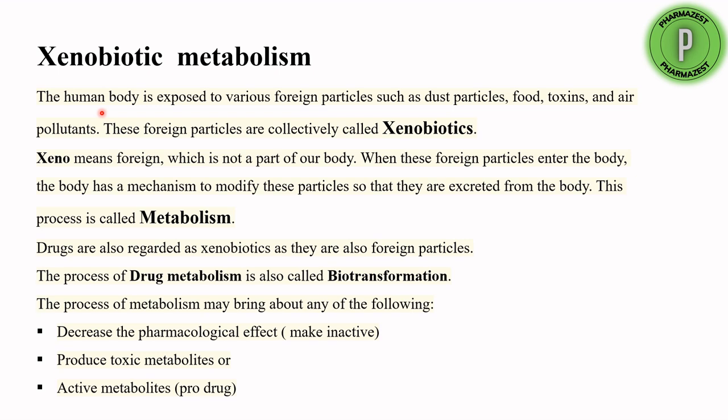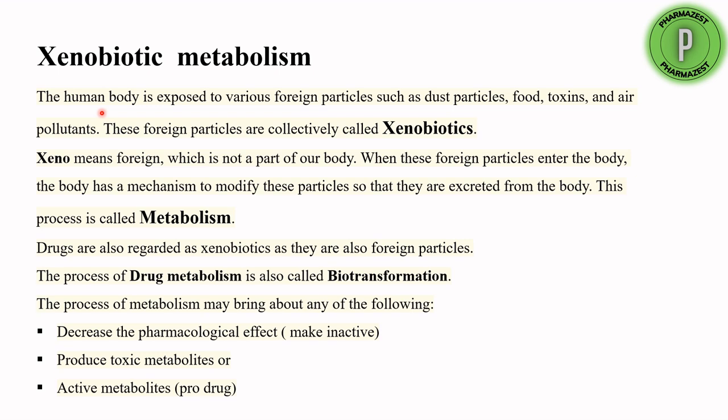When these xenobiotics enter into the body, our body has a protective mechanism so that it modifies these particles and they are excreted from the body. This process is called metabolism, and overall it is called xenobiotic metabolism. Drugs are also foreign substances. Because they are foreign substances, they also come under the category of xenobiotics. That is why drug metabolism is also called xenobiotic metabolism.